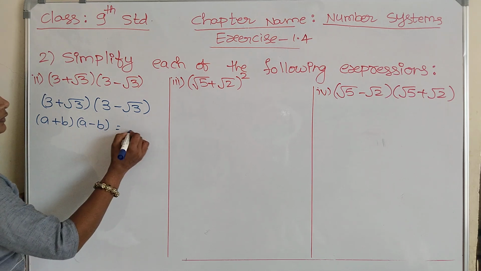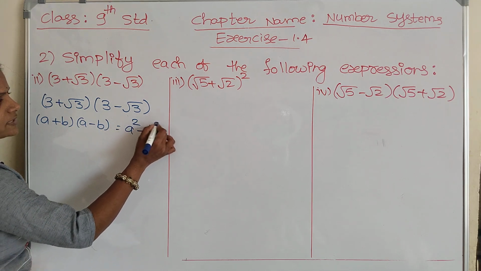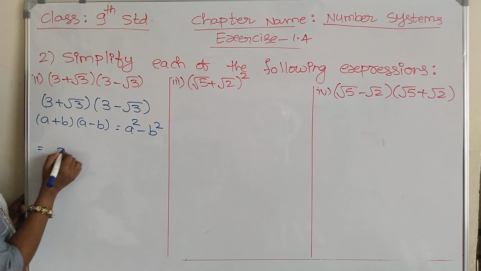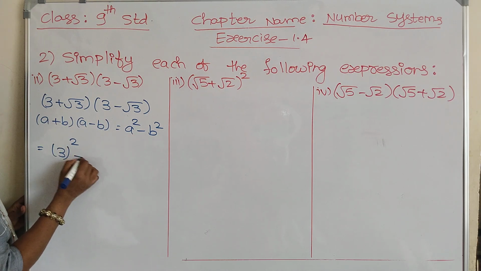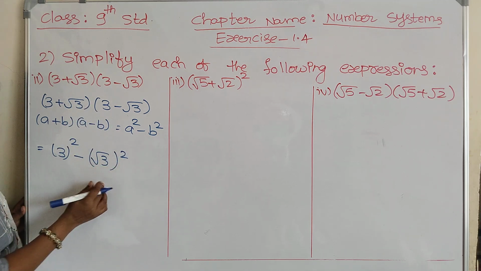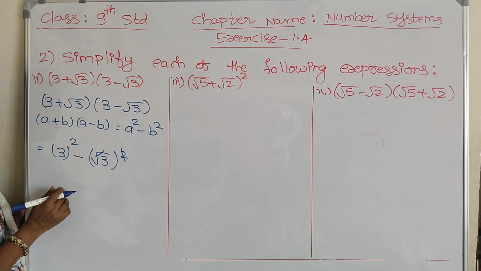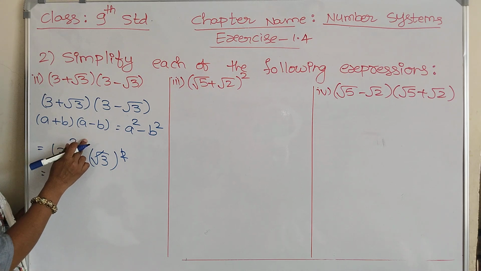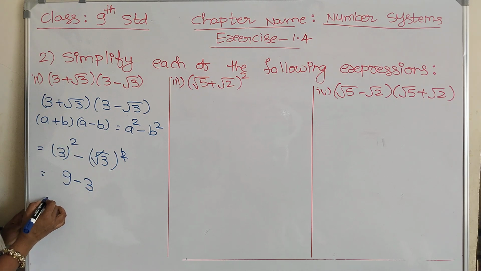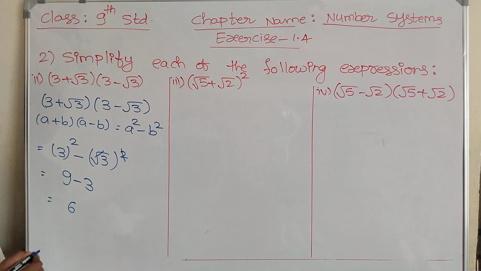The formula is a square minus b square. Now a square means 3 square, minus b square means root 3 square. Here square and square root will get cancelled. 3 square means 3 into 3, that is 9. 9 minus 3 is 6.